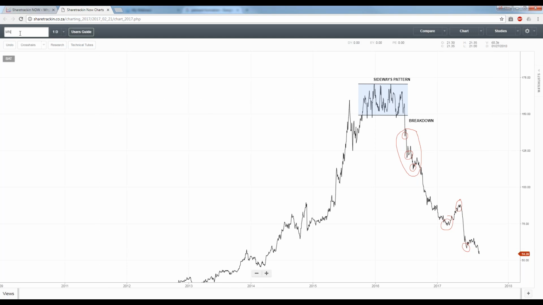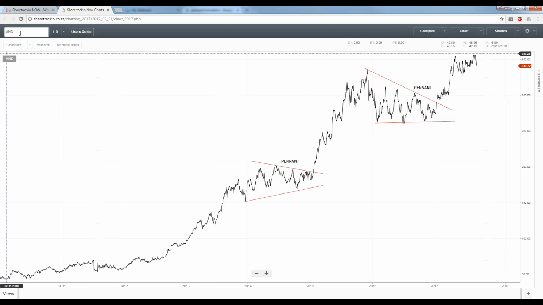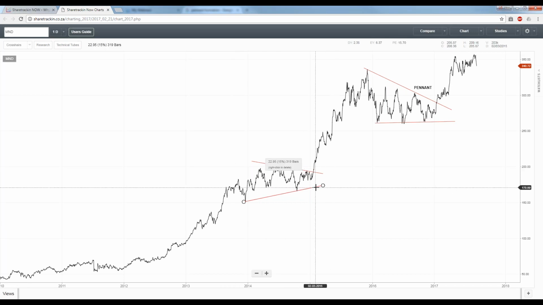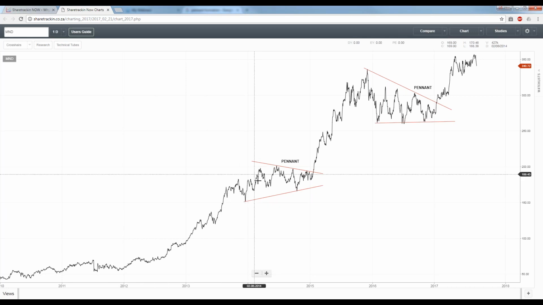Now, another thing that a lot of you also spot within these patterns is the sideways patterns, not just that, but the pennants, the flags, and the wedges. Now you can clearly see some pennants. This is Mondi M&D. You can clearly see the pennants being formed. Now a pennant formation looks like a flag, right? It occurs where there's a strong upwards movement in share prices. Then share prices start to move in between these two levels. It forms almost like a wedge.